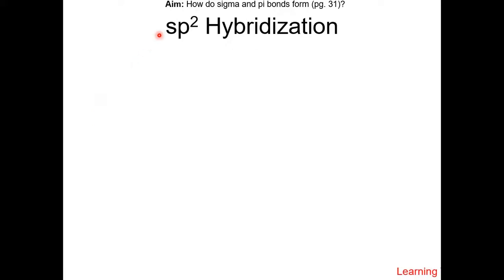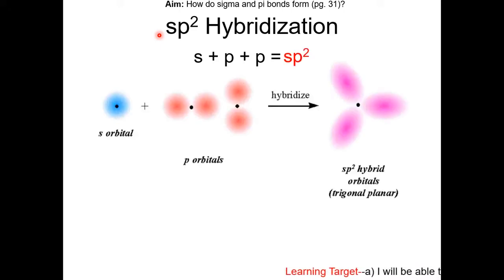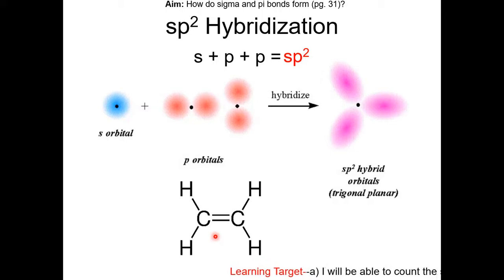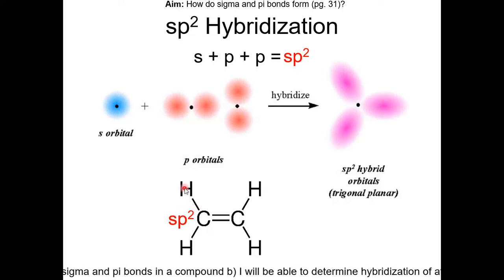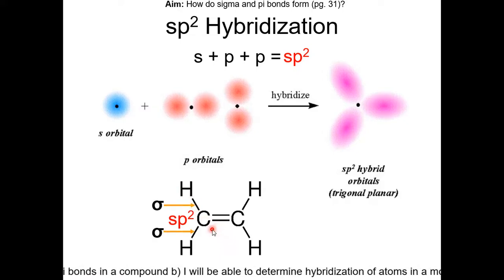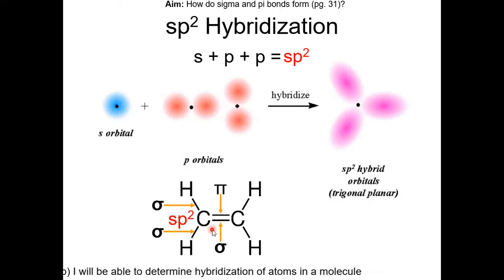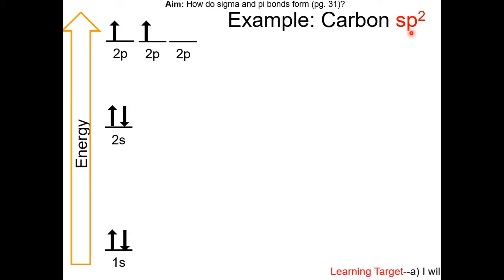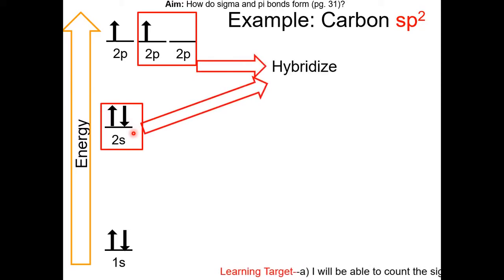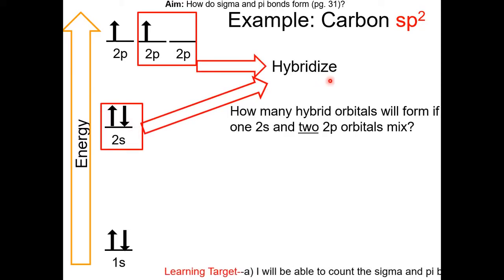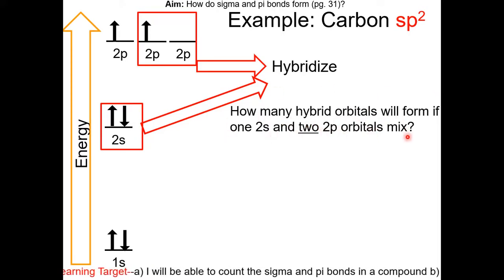Next, we're going to look at sp2 hybridization. So we have one s orbital mixing with 2 p orbitals. We're going to look at this example because this carbon is sp2 hybridized. The CH bond is a sigma bond, and the double bond between the two carbons consists of a pi bond and a sigma bond. In order to get sp2 hybrid orbitals, we need to mix the 2s orbital and 2 of the 2p orbitals.